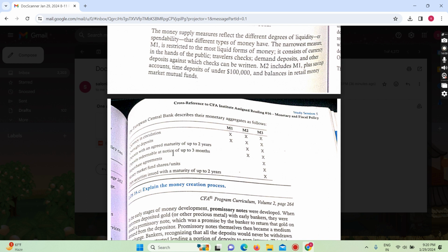What does M2 include? M2 includes M1. M2 is equal to M1 plus savings accounts and time deposits. Whatever is covered by M1 is also included in M2. So M1 plus deposits with an agreed maturity of up to 2 years, and deposits redeemable at notice of up to 3 months. M2 includes the savings account, time deposits and balances in retail money market mutual funds.